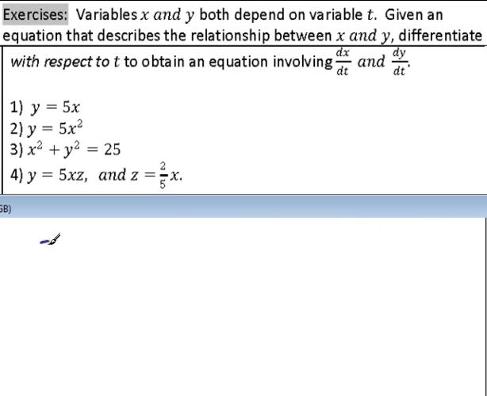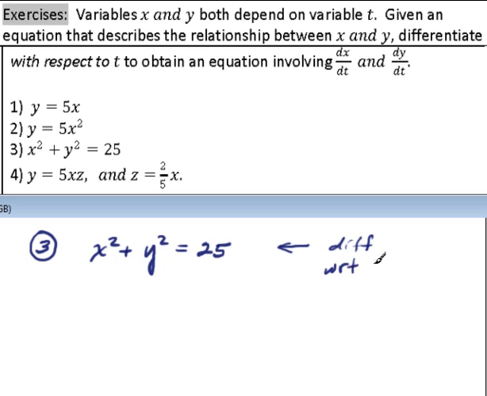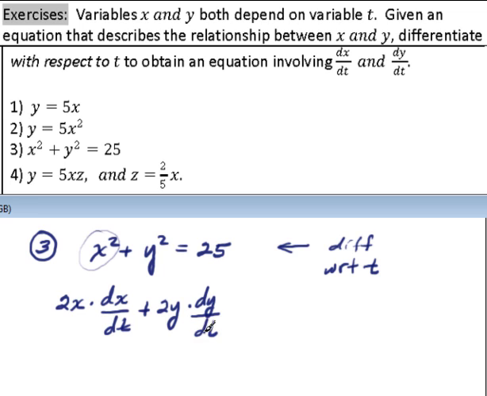Okay, number 3, we have x squared plus y squared is equal to 25. Okay, and again we want to differentiate with respect to t. So here we're going to do a little chain rule here, 2x times dx/dt, and same here, 2y times dy/dt is equal to 0. Derivative of 25 with respect to t is 0. And finally, let's look at that last one, number 4.